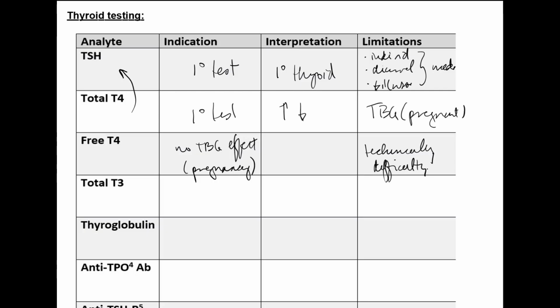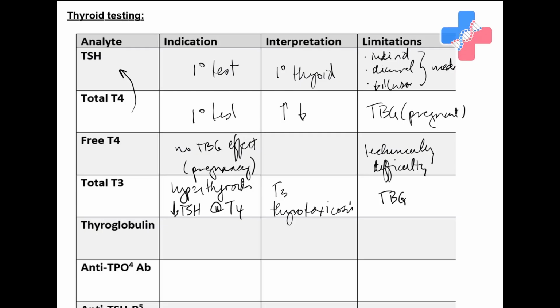Total T3 is useful for a very small number, 5 to 10%, of hyperthyroid patients who have a T3 toxicosis. And these are going to be patients in which you see a decrease in TSH, but a normal T4, and clinically they appear to be hyperthyroid. That would be an excellent time to order your total T3. If it's elevated, that would be a T3 thyrotoxicosis. Remember, the problem again is T3 in the blood is carried on TBG.